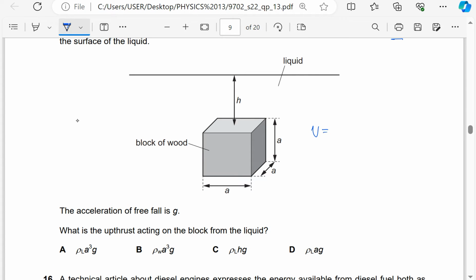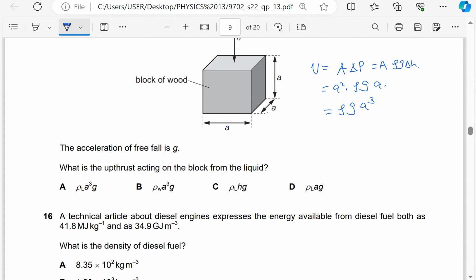We know that upthrust force is equal to cross-sectional area times difference in pressure. The cross-sectional area is A times A, which is A squared. Difference in pressure is density times g times difference in height. So this is going to be times density times g, and the difference in height is H plus A minus H, which is A. So that is going to give us density times g times A cubed. So that is the upthrust.